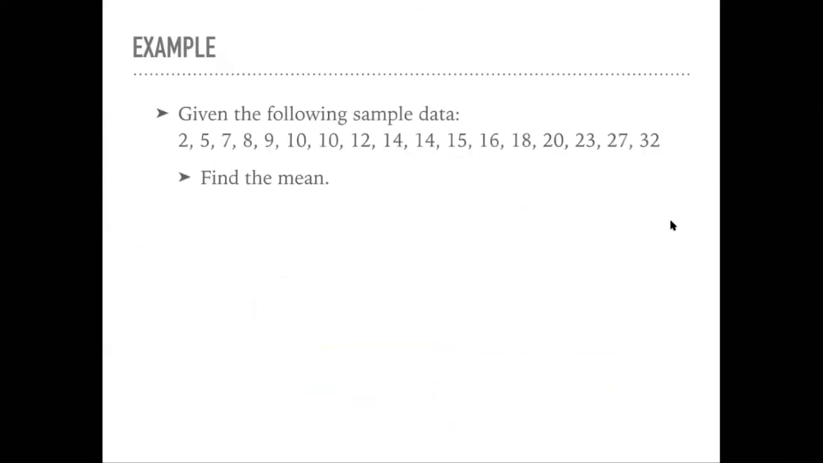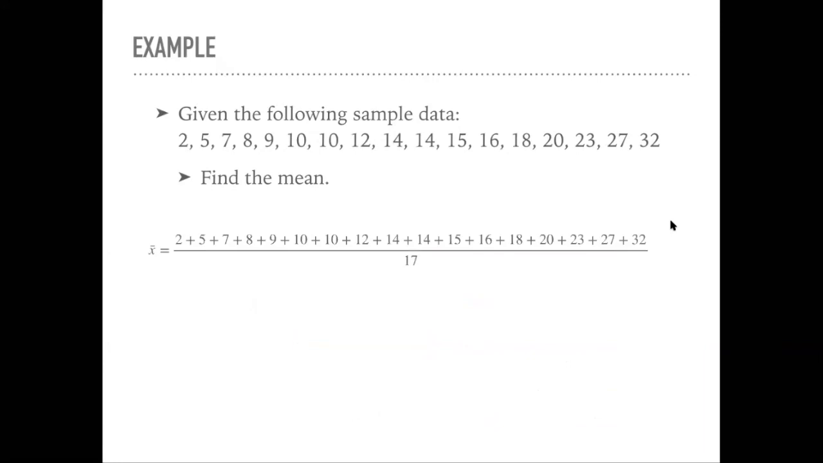So let's go ahead and do an example. We're going to do a fairly small example here. We're going to find the mean given this data set. So finding the mean, adding all of them up, then we're going to divide by the number that we have. Adding all of them up, divide by 17. We get 242 divided by 17, or 14.23529412. Well, where do we round to?